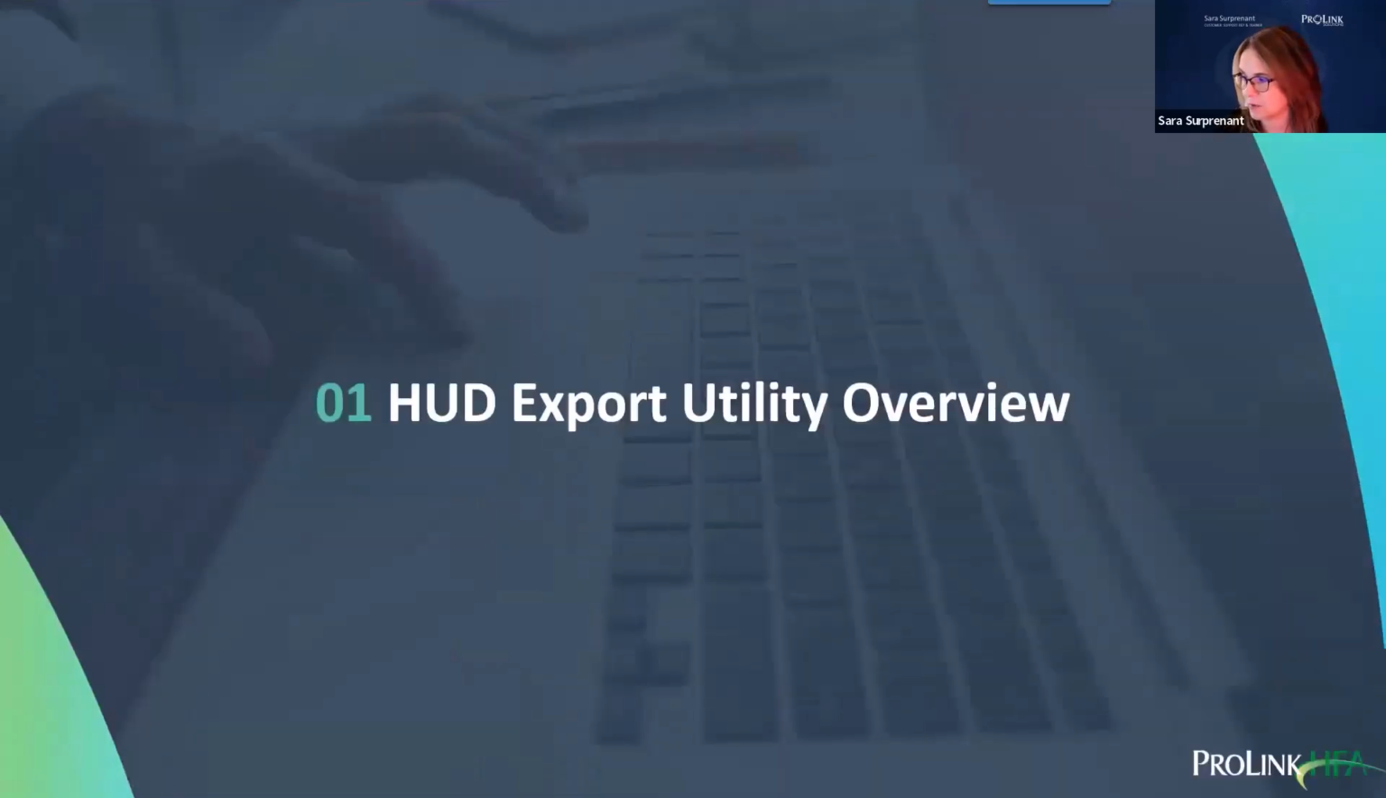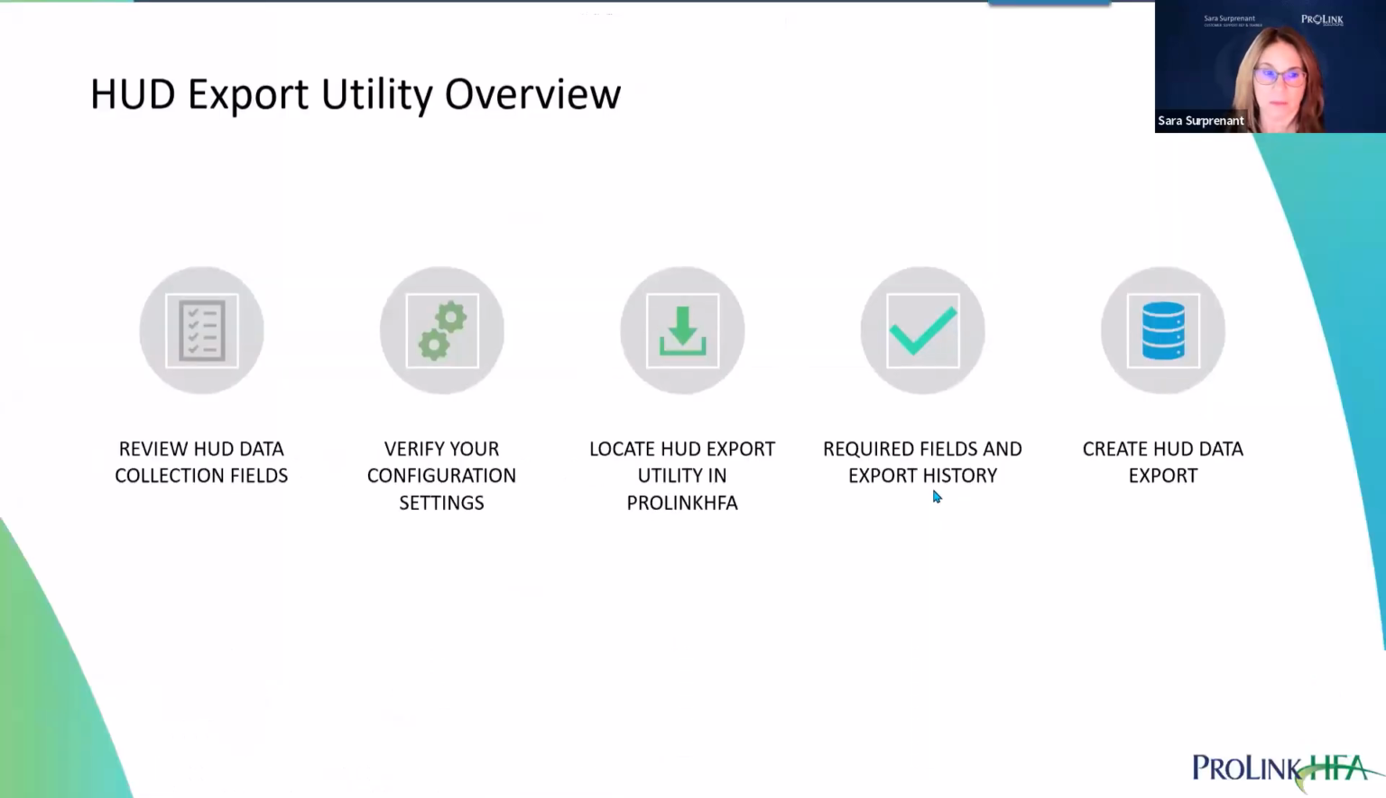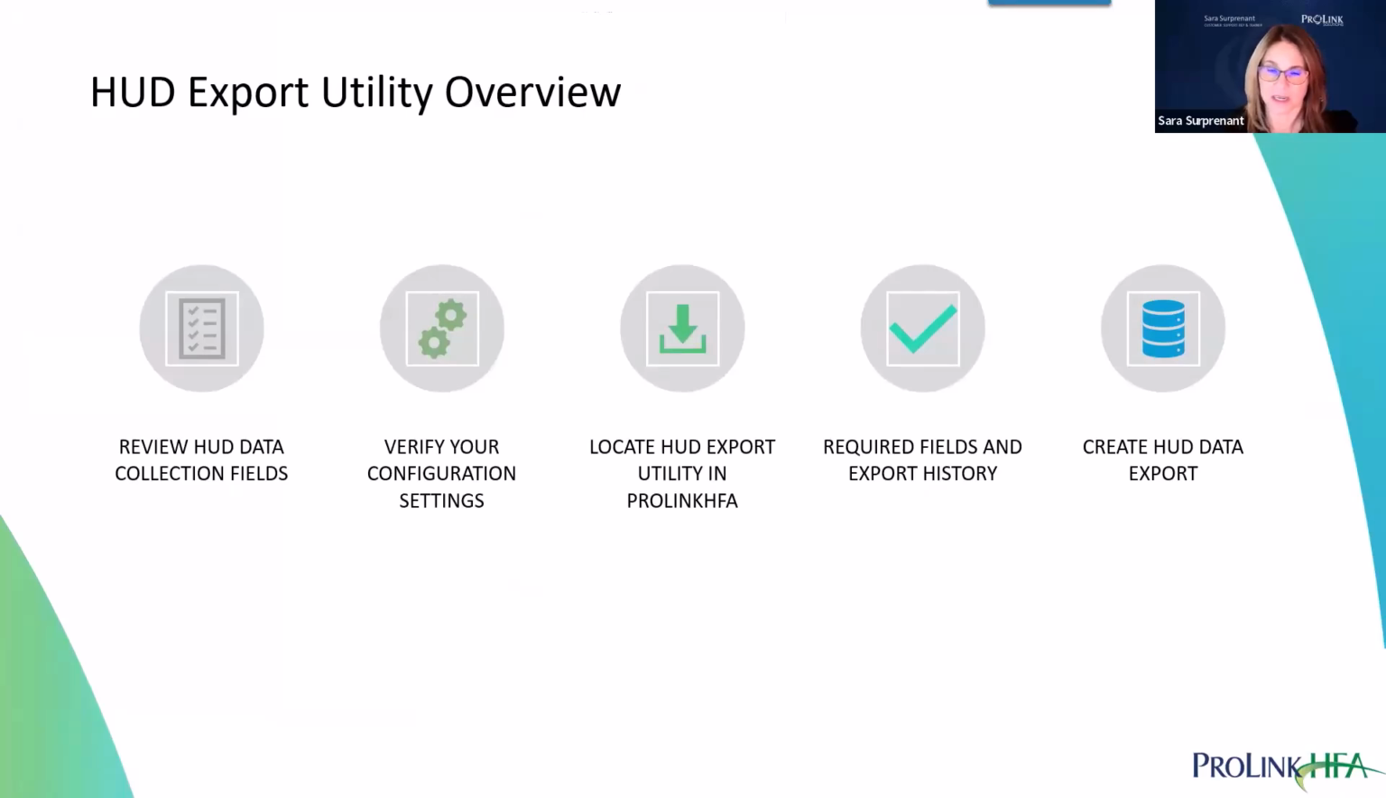So let's talk about the HUD export utility overview. These are the steps that we take in order to provide the data to HUD and everything you need to do before you get into the utility. We have an option to review your HUD data collection fields and then verify that your settings are configured correctly for your environment and your agency. These are things that we set up when you go live, so it shouldn't be something you have to do, but who knows, gremlins might get in the system and we have to make some updates. There are errors that can alert you that you might need to update some things, and we'll cover those. We'll also look at what the HUD export utility looks like in ProLinkHFA, your required fields and export history, and actually creating the files through the HUD export.